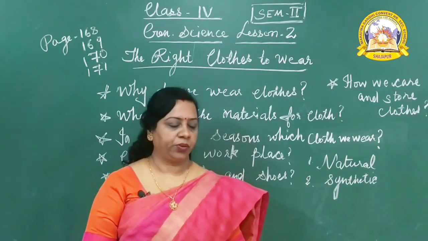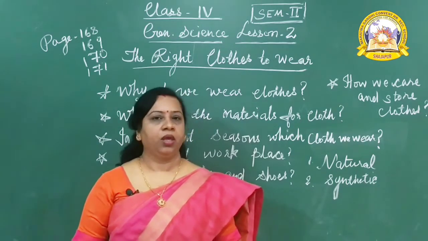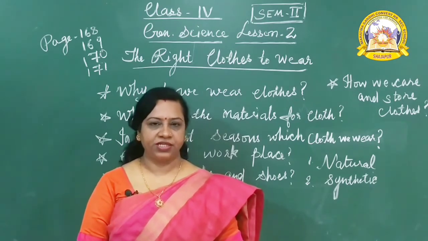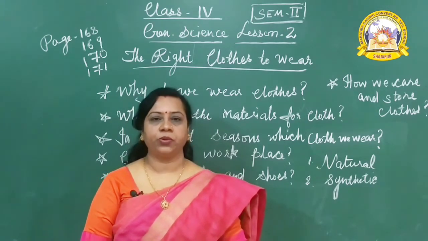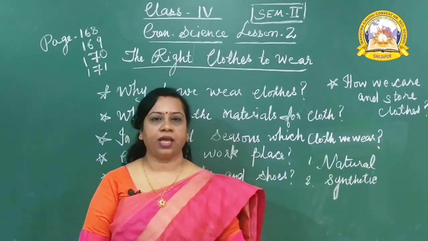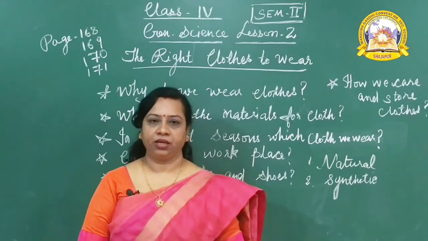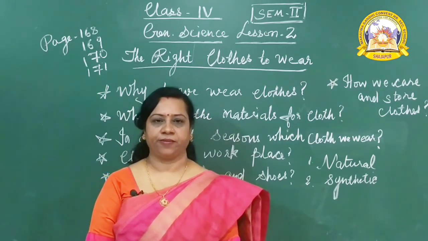Now see, here is the quick recap. Here are a few new words to know. Waterproof, what's the meaning of waterproof? That through which water cannot pass. Then non-porous, something that does not allow water. Overall, a one-piece cloth for the dress. Disinfected, that is freed from germs.